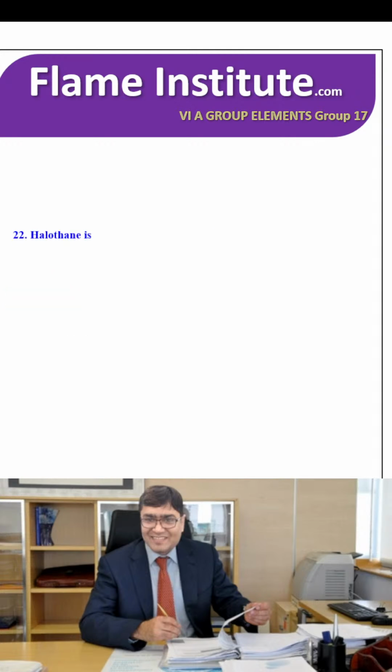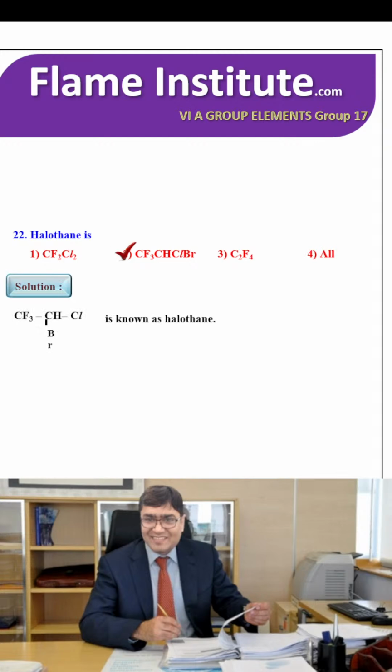Halogens. Haloethane is CF2Cl2, CF3CHClBr, C2F4, or all. CF3CHClBr is known as a haloethane.